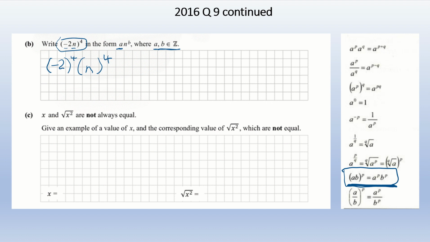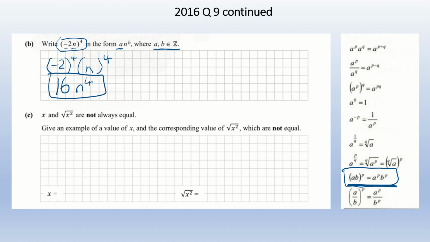Right now, all you have to do is find out what minus 2 to the power of 4 is. Minus 2 to the power of 4 is going to be minus 2 times minus 2 times minus 2 times minus 2. You can put that into a calculator if you want. If you are, just be careful that you put your brackets around the minus 2, because otherwise your calculator might give you a different answer. So when you do that, you should get 16. And then n to the power of 4.